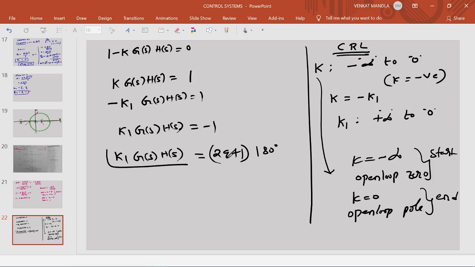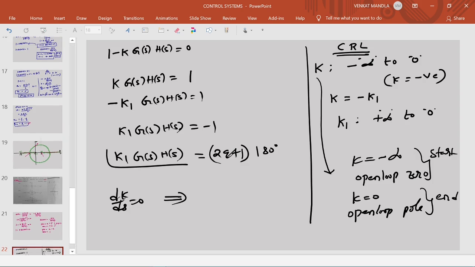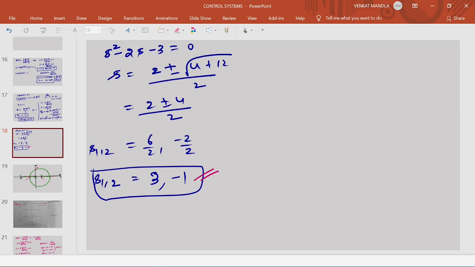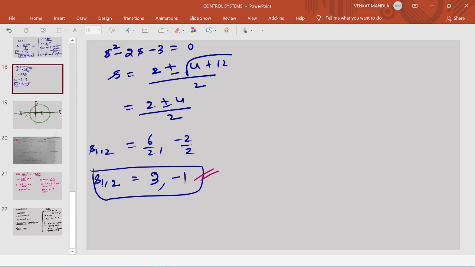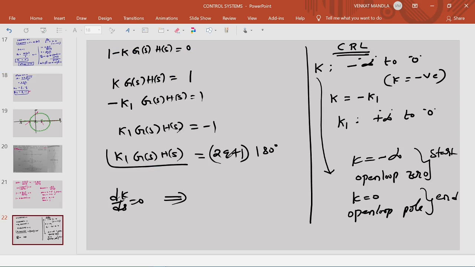The break-in breakaway points also you get same, dk by ds equal to 0. What are the break-in breakaway points? We have got 3 and -1 as break-in breakaway points. We will check whether they are valid or not valid. And the number of asymptotes p minus z equal to 1.